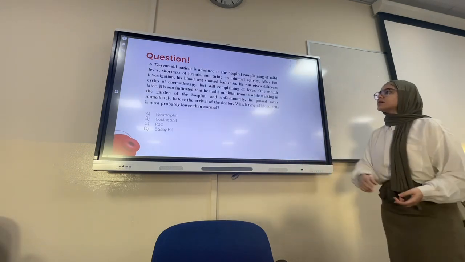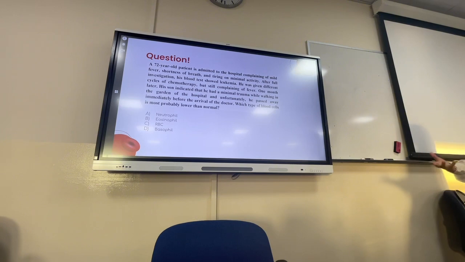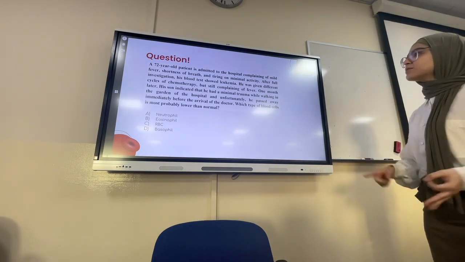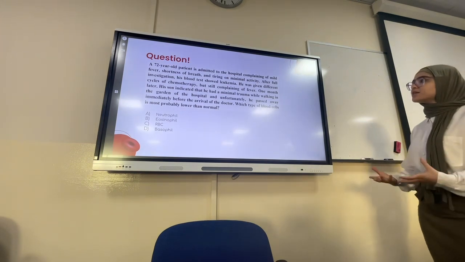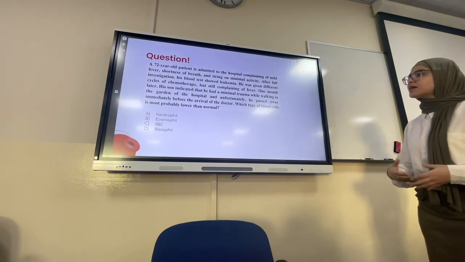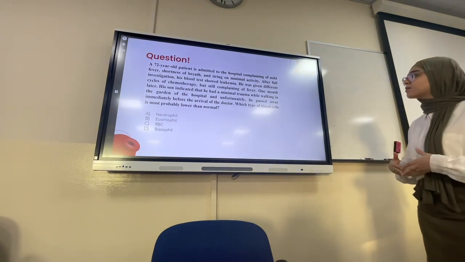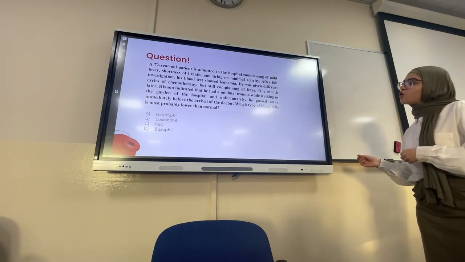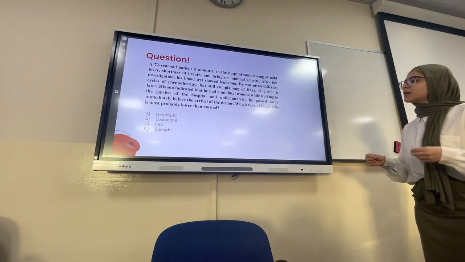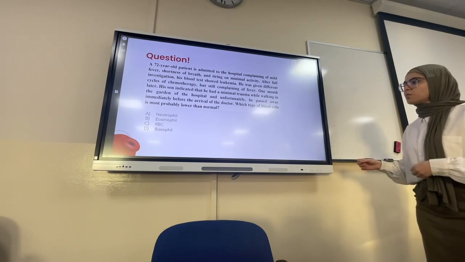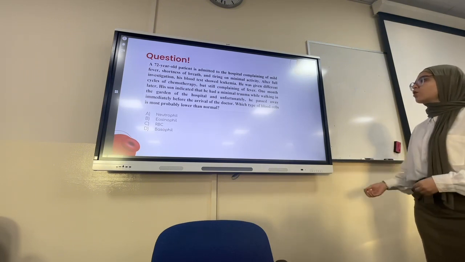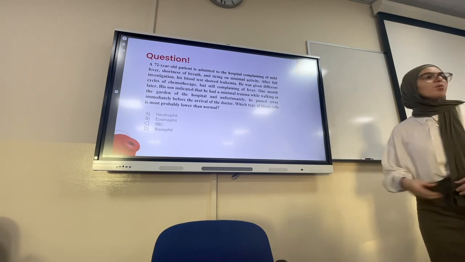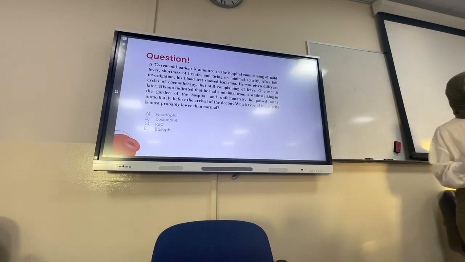All right. A 72-year-old patient is admitted to the hospital complaining of mild fever, shortness of breath, tiring on minimal activity. After full investigation, his blood test showed leukemia. He was given different cycles of chemotherapy, but still complaining of fever. 1 month later, his son indicated that he had a minimal trauma while walking in the garden of the hospital. Unfortunately, he passed away immediately before the arrival of the doctor. Which type of blood cell is most probably lower than normal? RBCs. Why?